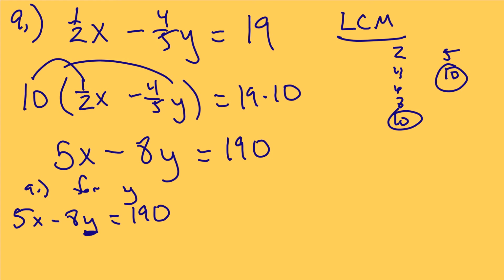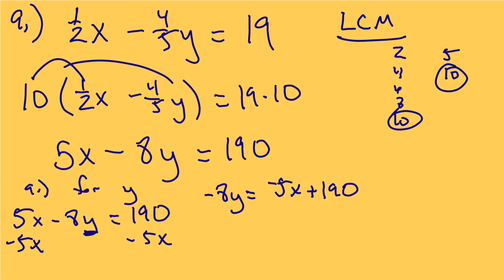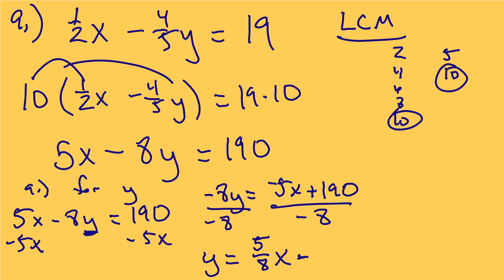I care about the y, so the first thing I do is I get rid of the 5x. So I subtract 5x from both sides. I get negative 8y equals minus 5x plus 190. Now I'm going to divide everything by negative 8. So I get y equals 5/8 x, and 190 over negative 8 simplified is minus 95 over 4. I just divided the top and bottom by 2. So that's part A.